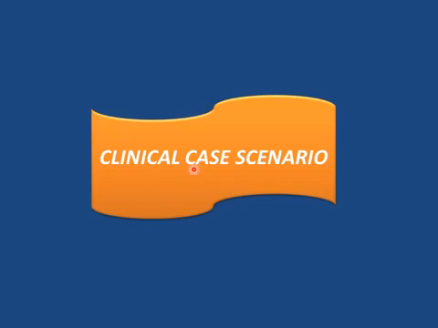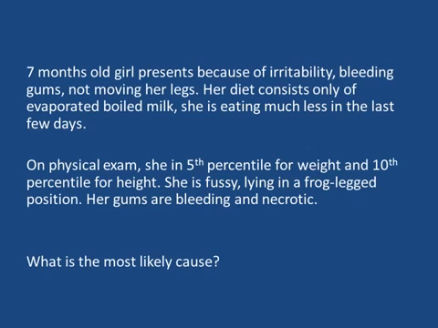Let's take a clinical case scenario. This is a 7-month-old girl, presents because of irritability, bleeding gums, not moving her legs. Her diet consists only of evaporated boiled milk. She is eating much less in the last few days. On physical examination, she is in the 5th percentile for weight and 10th percentile for height. She is fussy, lying in a frog-legged position. Her gums are bleeding and necrotic.